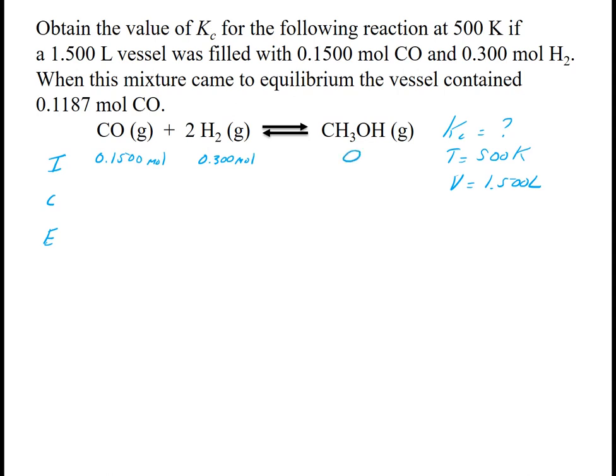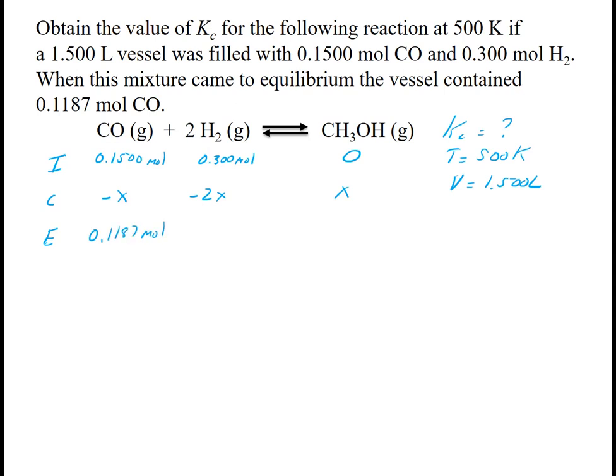My change for the two reactants, the things on the left, is going to be negative because it's a reactant, coefficient, which is 1, x, negative, coefficient 2, x. The product is going to be positive, coefficient is 1, so this is just x. And it says when this mixture came to equilibrium, it contained 0.1187 moles of carbon monoxide, so that means this is the one that I have the equilibrium for.